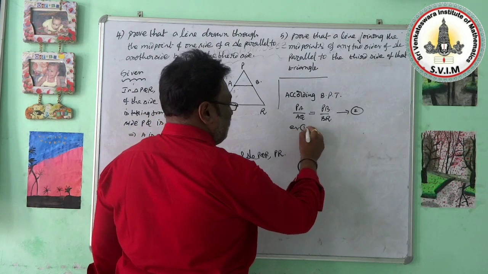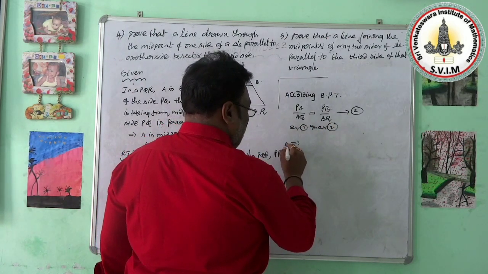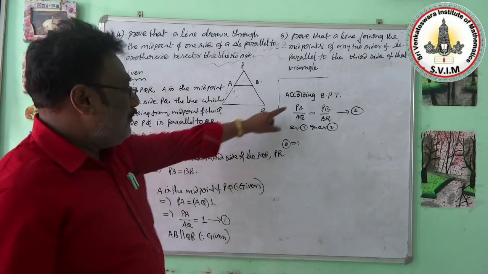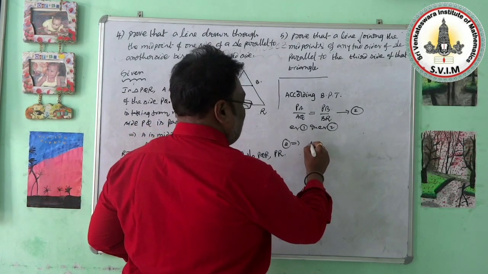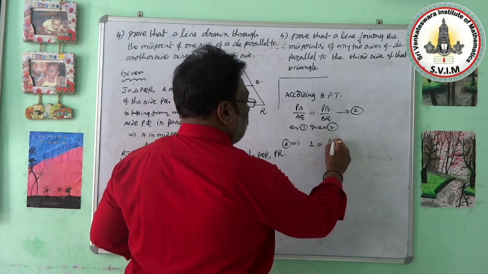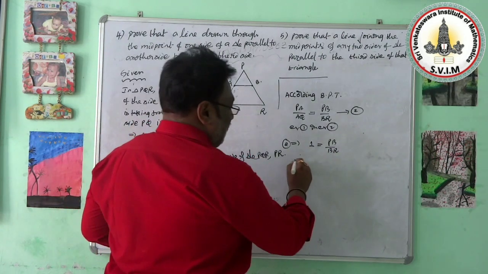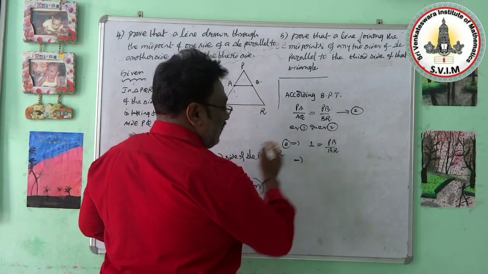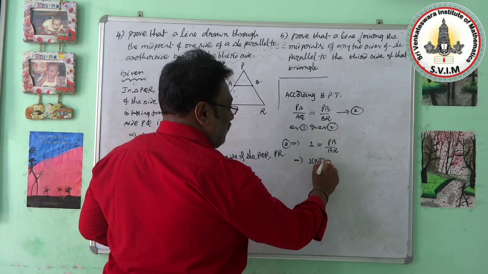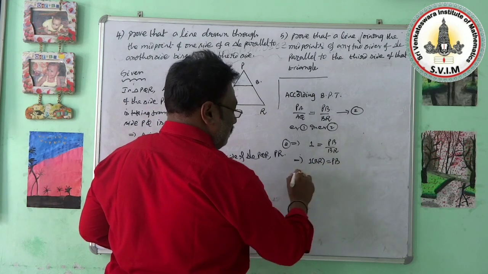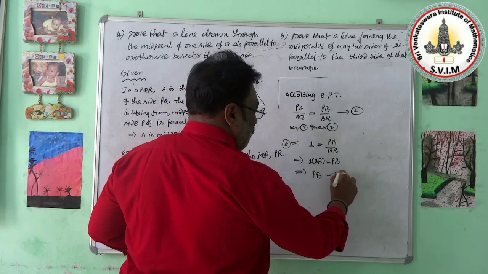So now substitute equation 1 in equation 2. In PA by AQ, we write its value, that is 1. That is equal to PB by BR. By sending this division by BR to the other side of the equality symbol, it becomes 1 into BR is equal to PB. So you can write PB is equal to BR.